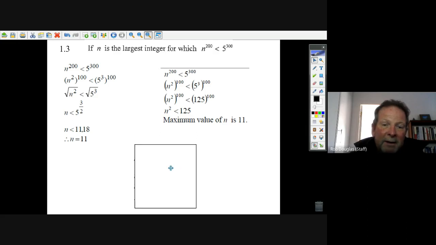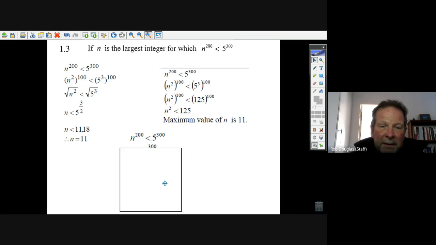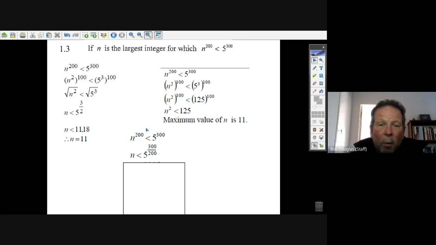But let's look at this method here. What if we raise each side to the 1 over 200 power? That would make it n right away. Hey, that would be pretty good. And then what if we put this into our calculator? 5 to the 3 over 2. Well, there it is again, 11.18.